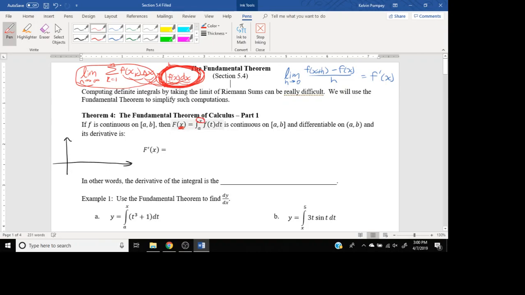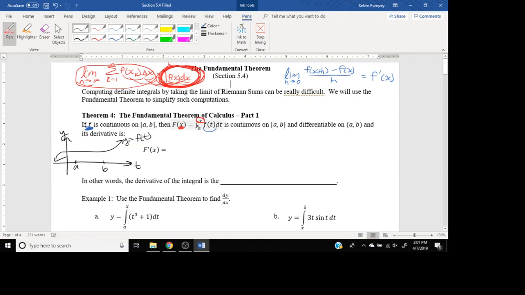Notice that this f that I know is continuous on a to b is actually the integrand here. So when I draw the graph of little f, let's draw a continuous function. It is a function of t, f of t. That means my x-axis is a t-axis, and my y-axis I'm just going to let be y. This function is continuous. I'm going to let a to b be here. It says capital F of x equals the integral from a to x of f of t dt.